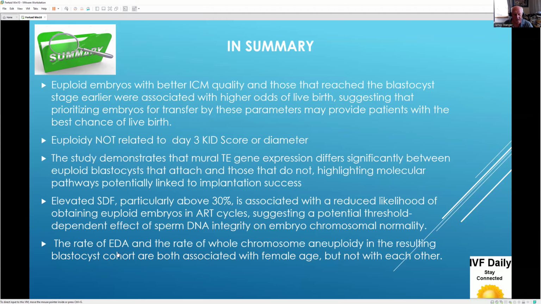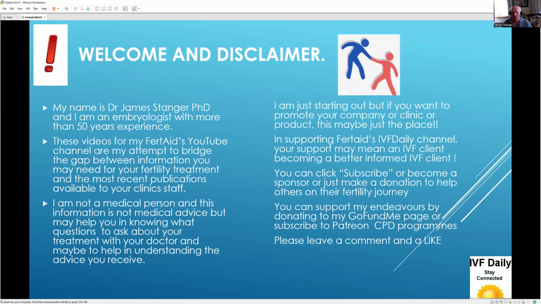And finally, the rate of embryo development arrest and the rate at which whole chromosome aneuploidy in the resulting cohort are associated with female age, but not with each other. So that, my lot, is your lot for the week.